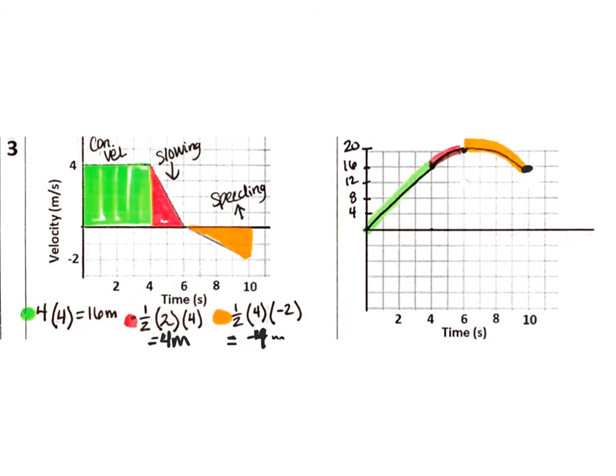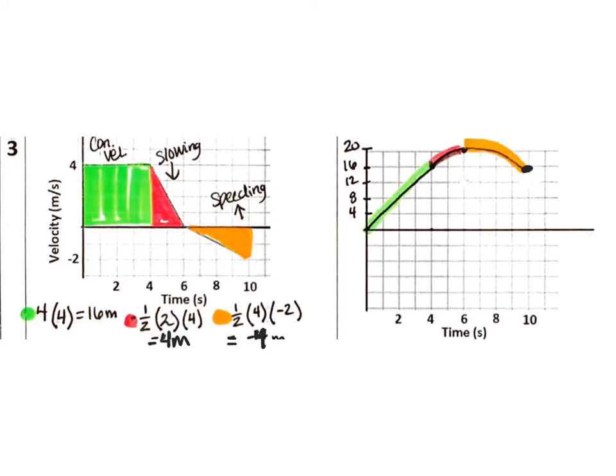All right, for number 3, you now have 3 sections of the graph. Every time your line changes direction, so we went from horizontal to diagonal, we want to split that up there. We want to split it every time it crosses the x-axis. All right, so for your areas, your green box is 4 times 4 is 16 meters. That one's an easy one.